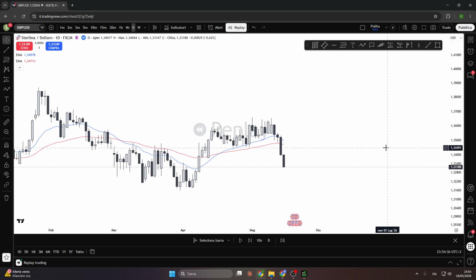When I see an expansion, we can expect a retracement. So when I see price moving sharply in one direction, I know I can expect a retracement. I don't know when the retracement is going to happen, but I just know that a retracement might come.